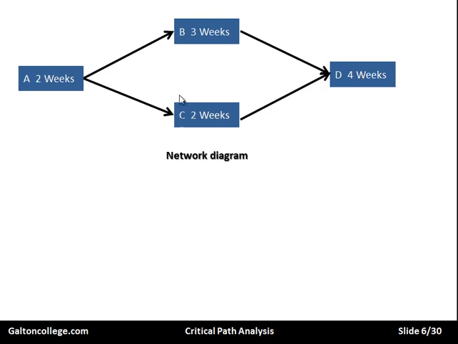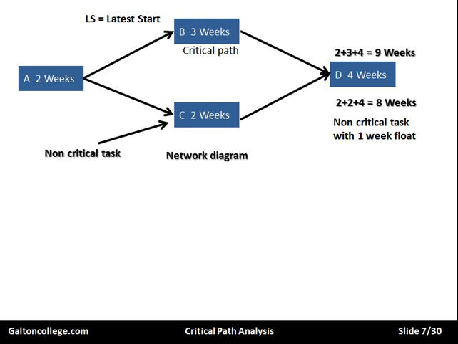So once we leave A, we could go to B, to C, so we could go A, C, D, or we could go A, B, D. We have a choice here. We have which way to move. And this is what critical path analysis does, essentially. It selects which route to take.